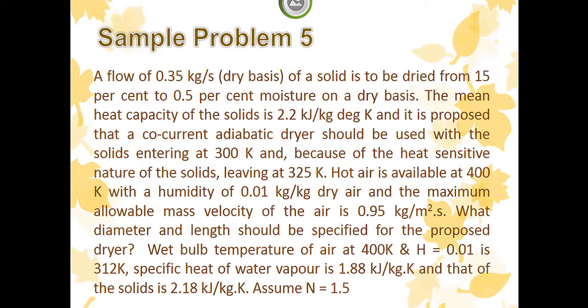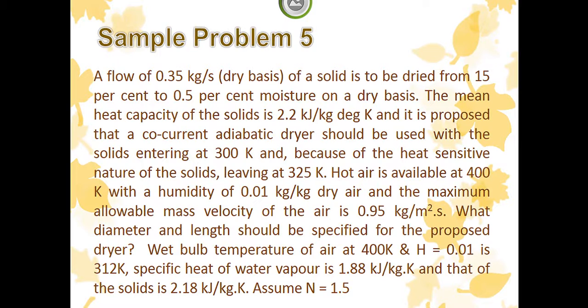Now, what diameter and length should be specified for the proposed dryer? So this is now actually designing your rotary dryer. Now, the wet bulb temperature of air at 400 Kelvin and for a humidity of 0.01 is 312 Kelvin. If this is not given, class, you are to determine it using the psychrometric chart. The specific heat of the water vapor is 1.88 kilojoules per kilogram Kelvin, and that of the solid only is 2.18 kilojoules per kilogram Kelvin.